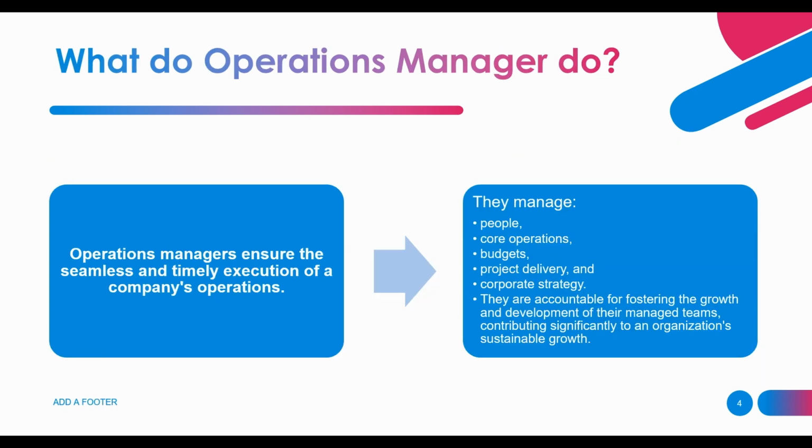So what do operation managers do? Operation managers ensure the seamless and timely execution of a company's operations. They manage people, operations, budget, project delivery, and corporate strategy, and they are accountable for fostering the growth and development of the managed teams, contributing significantly to an organization's sustainable growth.